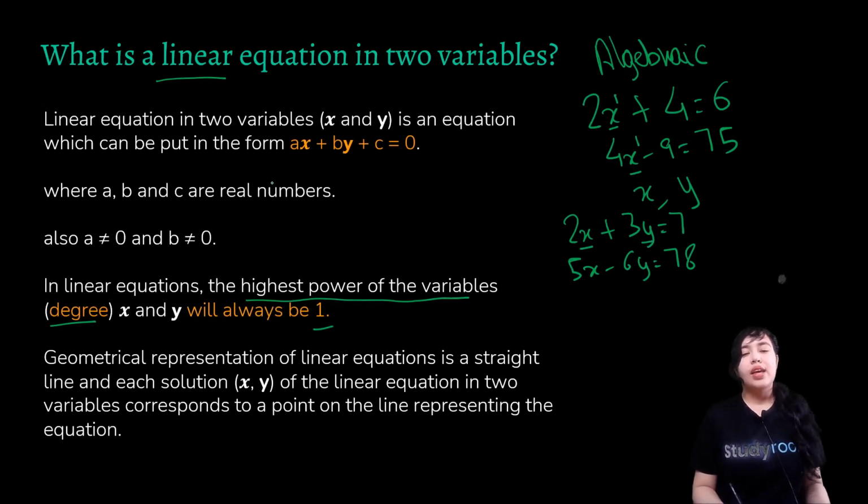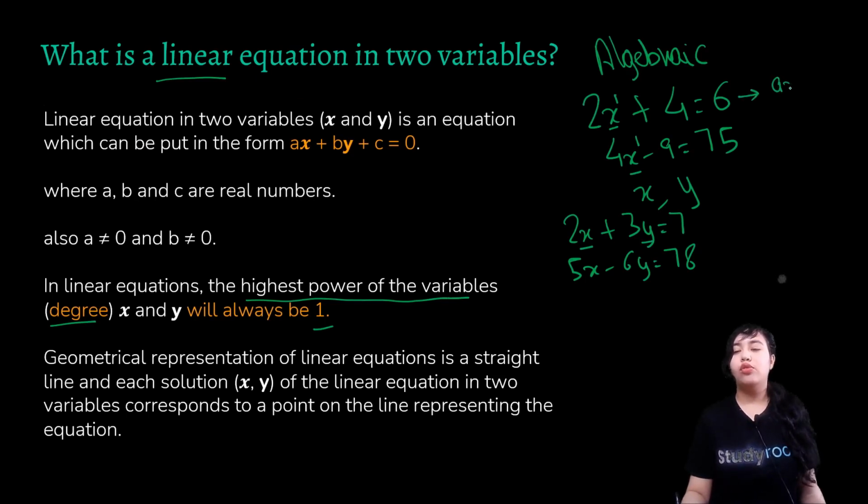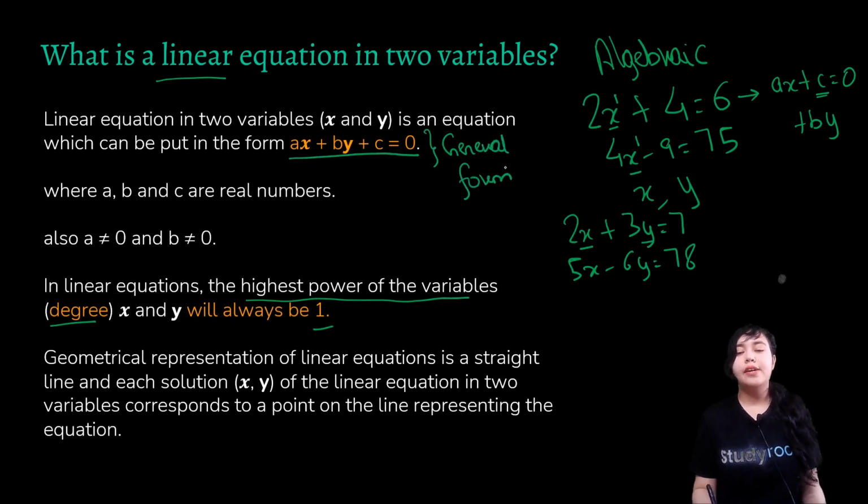Okay. Now we'll look into the general form of a linear equation. So for a linear equation in one variable, the general form was ax plus c is equal to 0. Here along with c, we'll have an additional term which is by. So the general form of a linear equation in two variables is ax plus by plus c is equal to 0. Here x and y are the two variables, both having power 1. So that's why it's a linear equation in two variables.